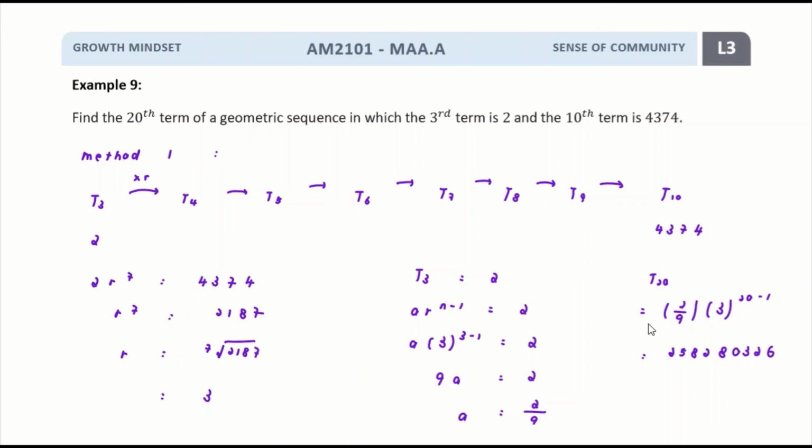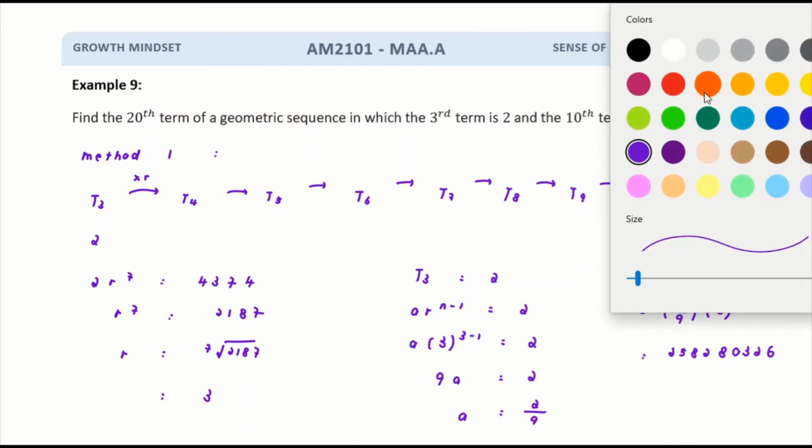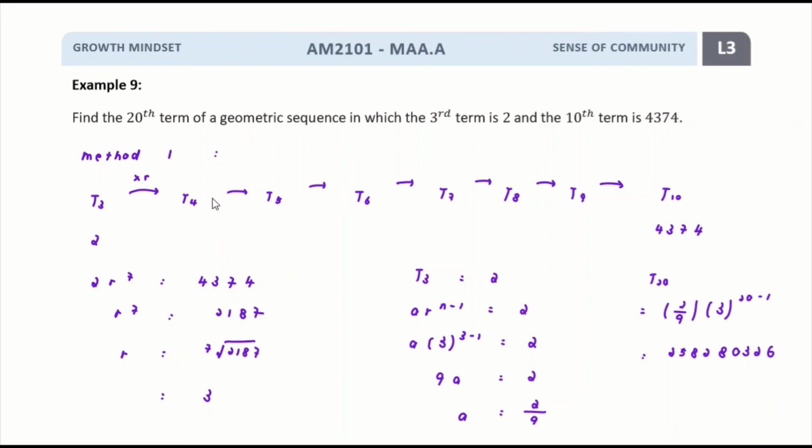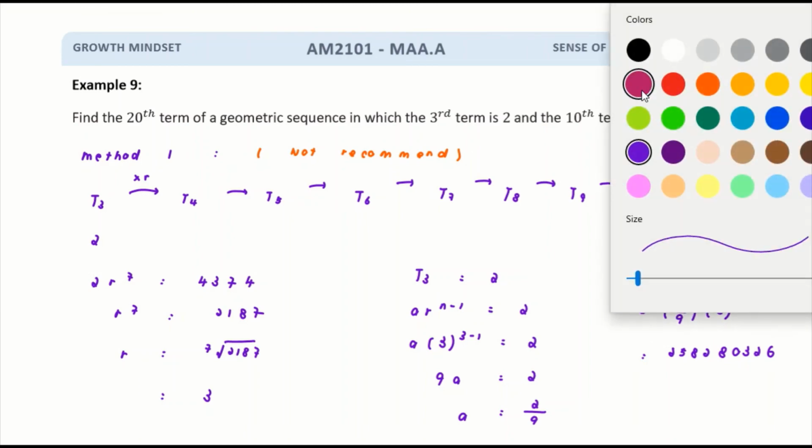I wouldn't recommend this a lot because it involves some manual calculation from T3 to T10, like multiplying 7 times of r. So I don't recommend this so well. Now I'll try to do the second one, where you are going to use simultaneous equations to help you. Let me try to use the other color.